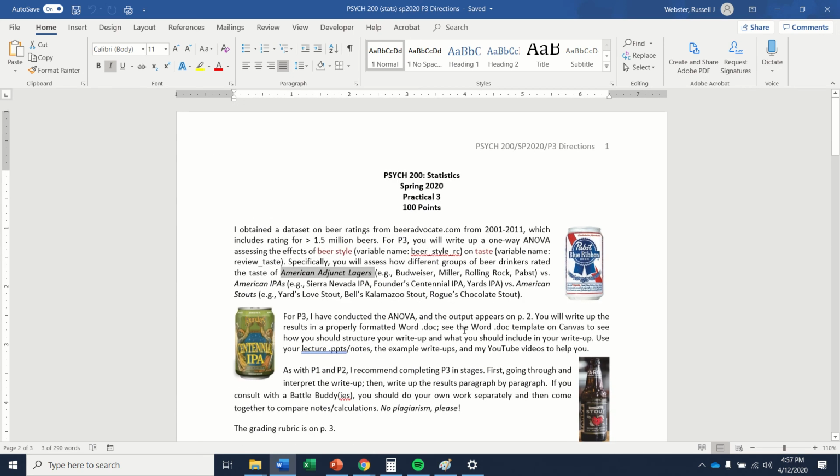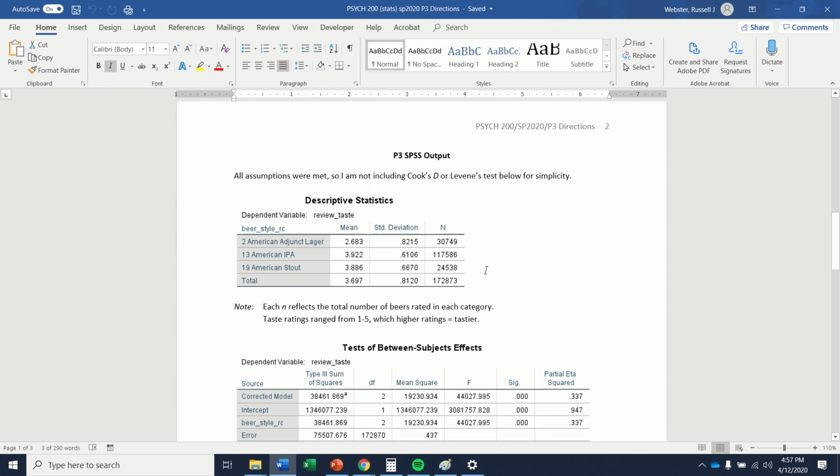Page 2 has the output for you. And just to note, I checked all the assumptions were met, did the data checks, everything looks fine. So I'm not including Cook's d-values or Levene's test here, just for simplicity.